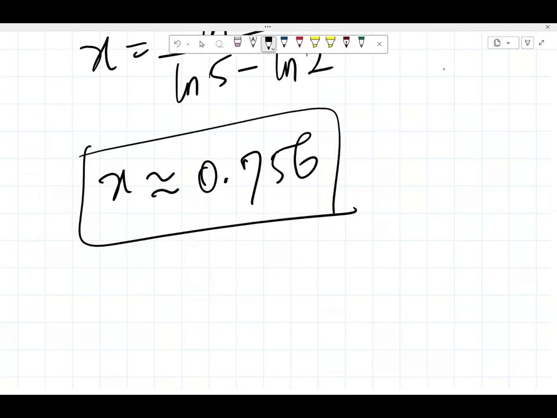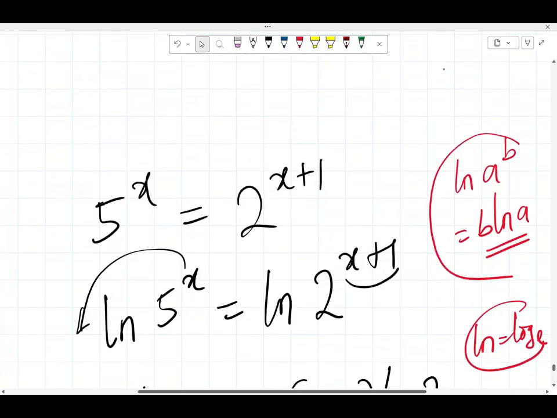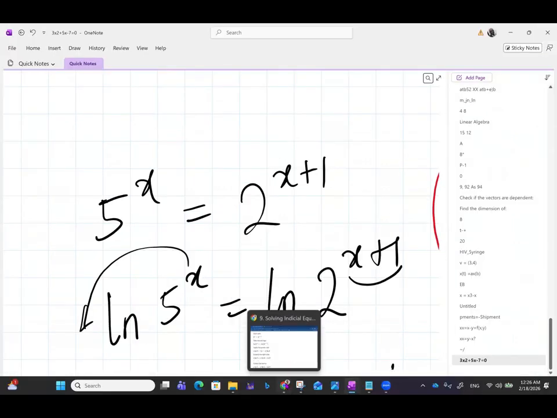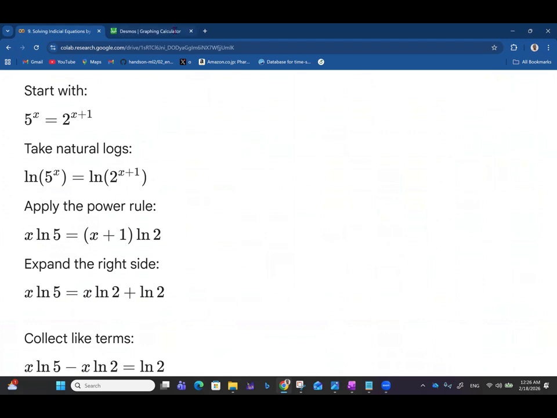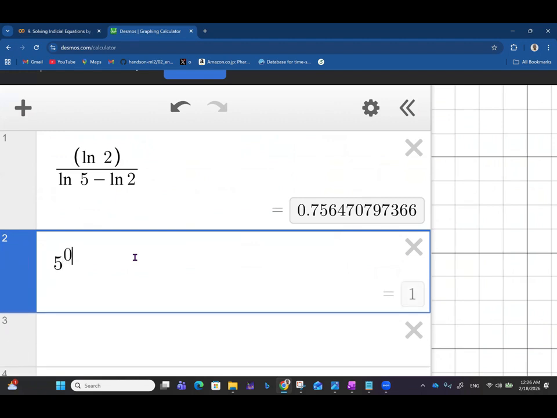So if you can check, you check. This is difficult to check because it's decimal, except if you have a calculator, you want to check. Okay, we have 5 raised power x and 2 raised to power x plus 1. We can still try to check. So 0.756, right? So we have 5 on one side. So that's 5 raised to power x. So we now say 5 raised to power 0.756.